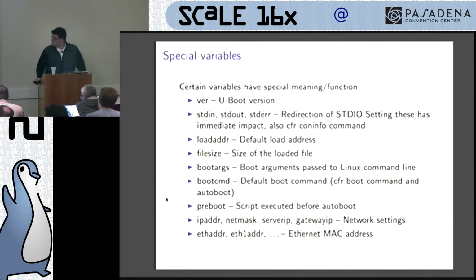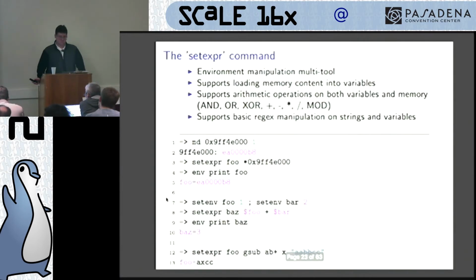Then there are a couple of variables which are used to configure network: IP address, netmask, server IP, ethaddr for MAC addresses.